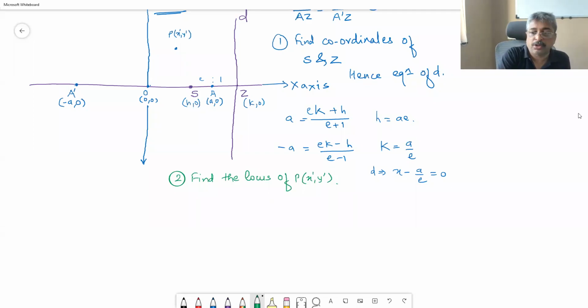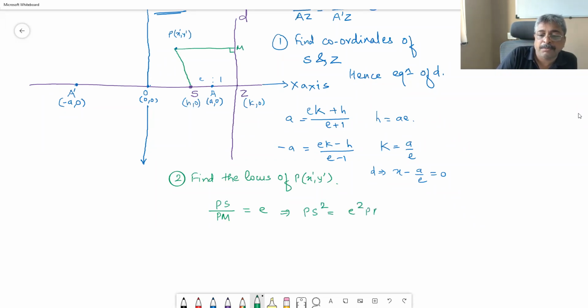Okay, so now we are supposed to solve the locus problem. Let P(x', y') be a point; distance PS upon PM, let us put the perpendicular on the directrix. Let that be M, and this distance is PS. So PS upon PM is equal to e, which implies PS squared is equal to e squared PM squared. Why squared? Because it is good to deal with squares in case of distances to avoid the radical sign.